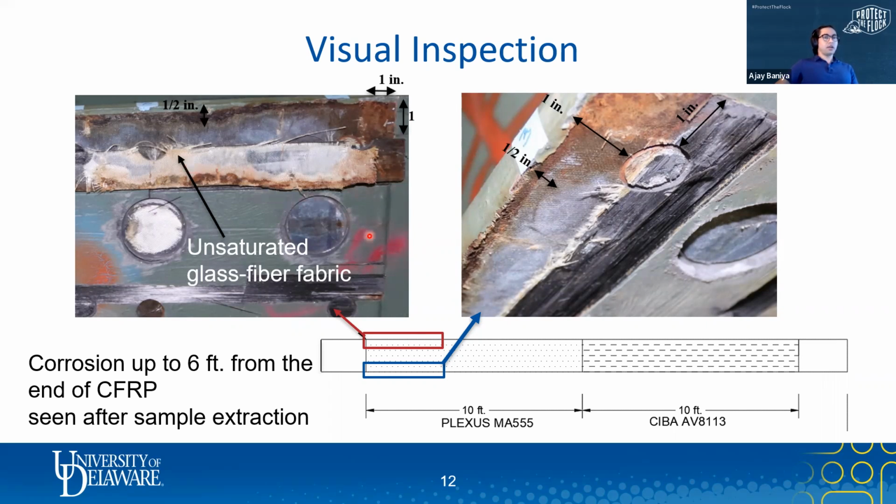The glass fabric that was installed to prevent galvanic corrosion was found to be unsaturated at the location of the corrosion. So it was suspected that the corrosion was due to galvanic reaction.